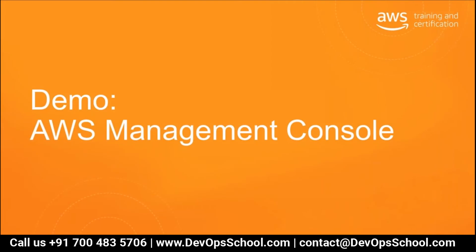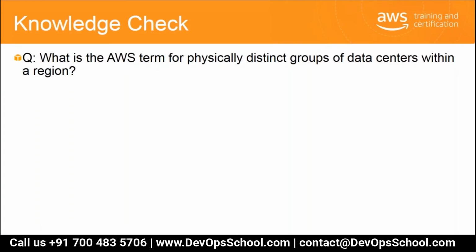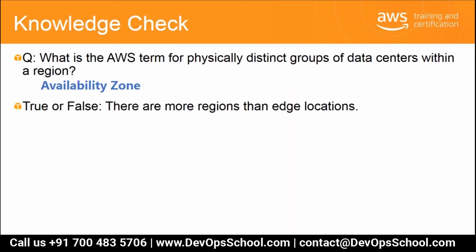Let me come back to the presentation. Let's do a quick knowledge check. What is the term used for a physically distinct group of data centers within a region? Availability zone. All right, nice.